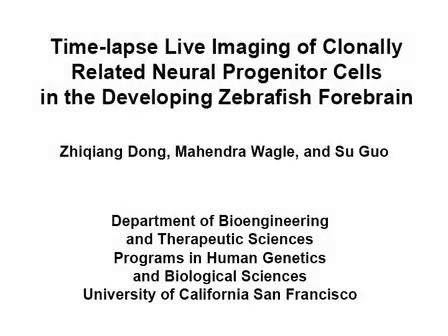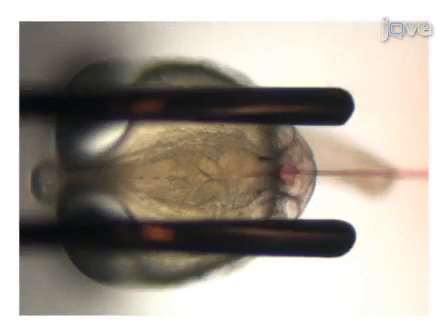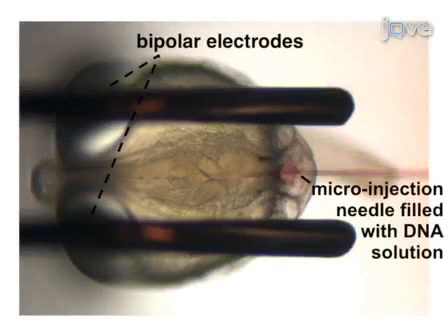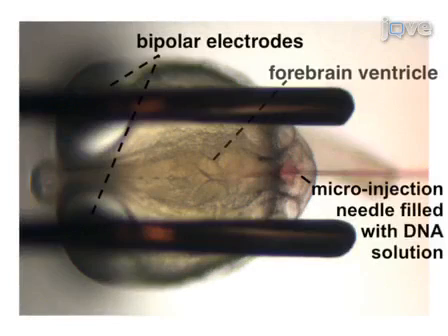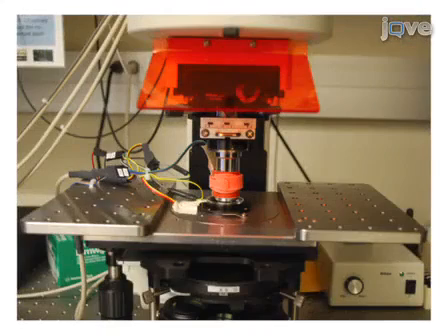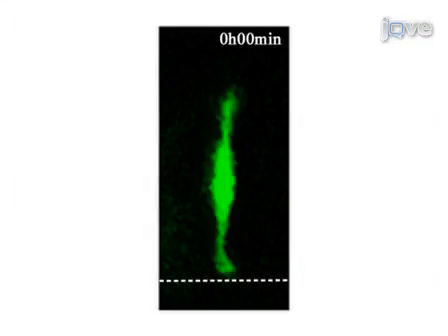The objective of the following experiment is to observe the in vivo development of individual forebrain neural progenitor cells through time-lapse live imaging of zebrafish embryos. This is achieved by electroporation of DNA constructs coding for fluorescent markers that label sparsely positioned forebrain neural progenitor cells. Electroporated embryos are anesthetized, mounted in low melting point agarose, and imaged with time-lapse confocal microscopy.